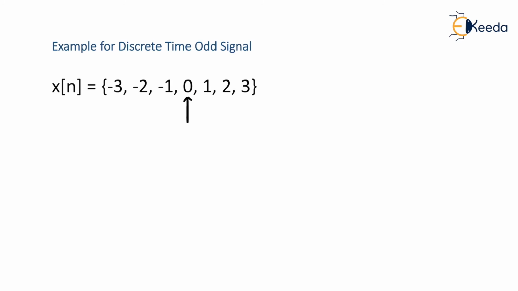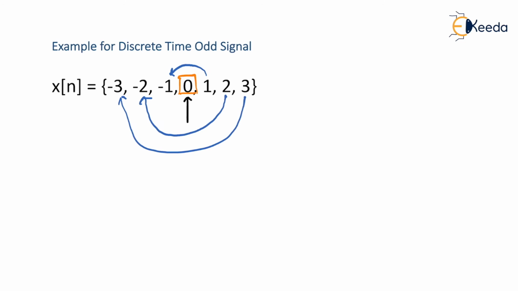So as you can see, x of n at n equal to 0 is 0. This is very important, right? And secondly, on the right hand side if it is plus 1, on the left hand side as you can see it is minus 1. On the right hand side if it is plus 2, on the left hand side it has to be minus 2. On the right hand side if it is plus 3, on the left hand side it has to be minus 3. With this symmetry only, the given signal is called an odd signal. So this is how you have to observe.